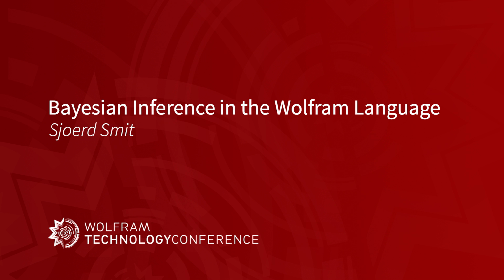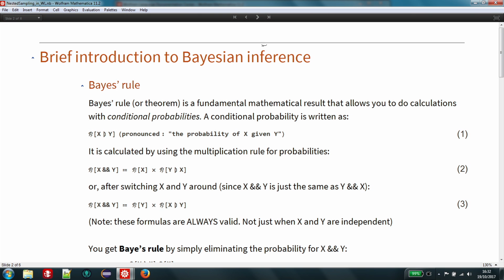The link to this repository will be at the end of this talk, if you're interested. It's just a pretty straightforward implementation of the nested sampling algorithm. In this talk, I want to briefly talk about what Bayesian inference is, why it is interesting and useful to have. Then I will talk about this nested sampling algorithm, and I will show you some examples of what you can do with it.